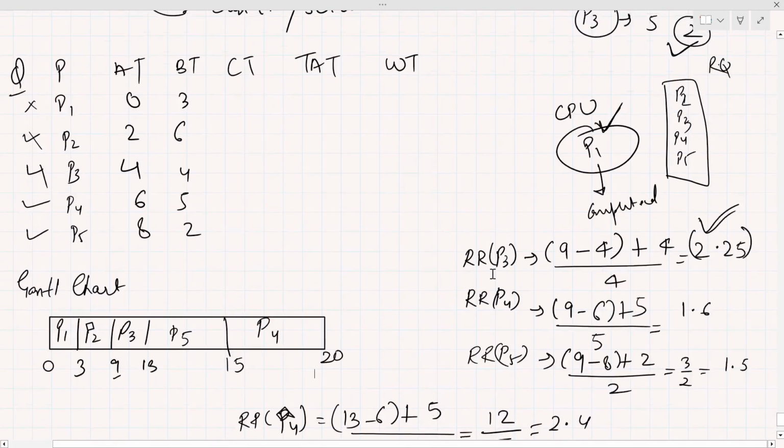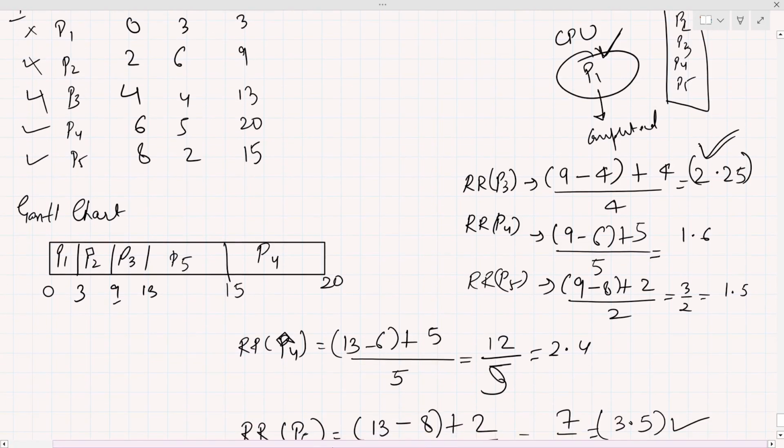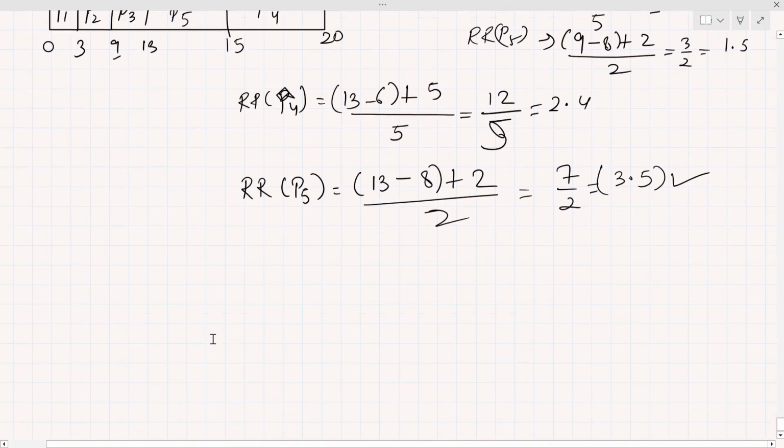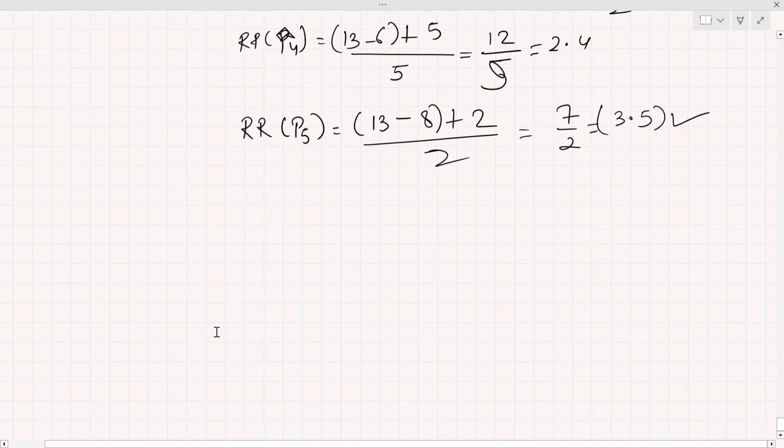Now you can easily find out the average turnaround time and average waiting time, because you know everything. The completion time for P1 is 3, P2 is 9, P3 is 13, P4 is 20 and P5 is 15. Turnaround time is completion time minus arrival time. Waiting time is turnaround time minus burst time. You can calculate these and comment down the average turnaround time and average waiting time for this question. So we understand this question as well as the HRRN scheduling algorithm.